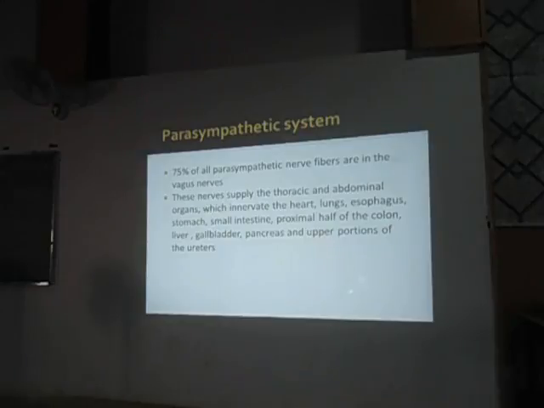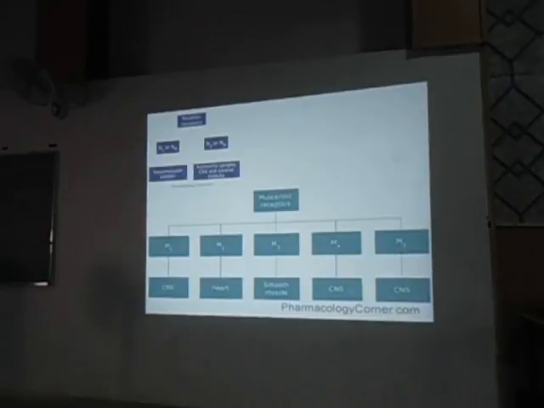Then, okay, so parasympathetic system, 75% of all the parasympathetic are the vagal fibers. So you know this. So receptors. Where these receptors are present? This is a very common question. Okay. So make a chart of this. Where these nicotinic receptors, where these muscarinic receptors are there.